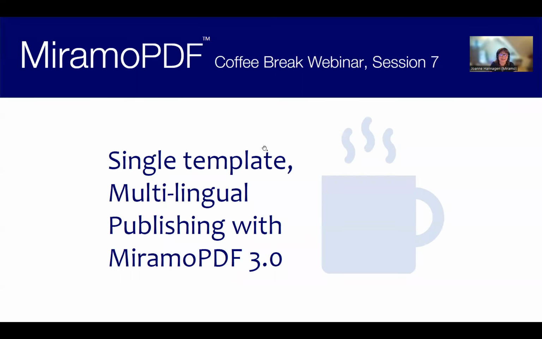So I'll share my screen. Okay, so today's webinar is called Single Template Multilingual Publishing with MiramoPDF 3.0. Up to now, previous to MiramoPDF 3.0, you might need a separate template for CJK languages or Hindi or other languages like that, because you wouldn't have a single font that would cover all those languages. Now there's functionality within MiramoPDF that allows you to switch between fonts for different documents. And I'll show you how that works.